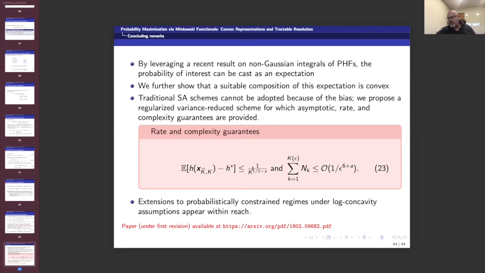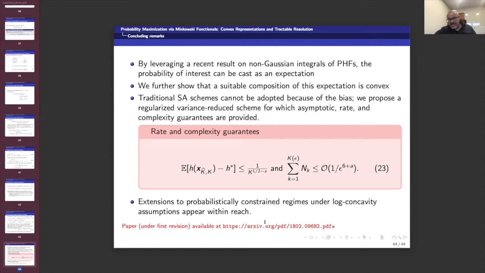We quantify the sample complexity, but as I mentioned early on, in this particular setting, we're just generating samples from an oracle that is relatively cheap, and it's something that we've constructed. And I also discussed how we intend to contend with probabilistically constrained regimes under log concavity assumptions, so moving beyond the uniform distribution requirement.